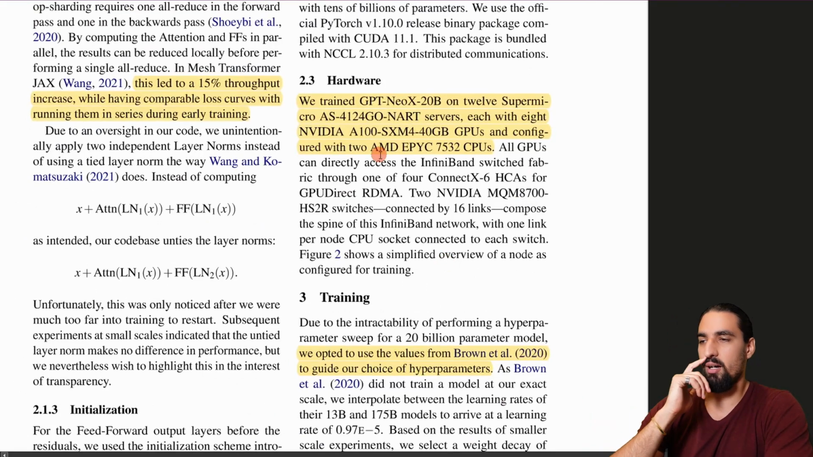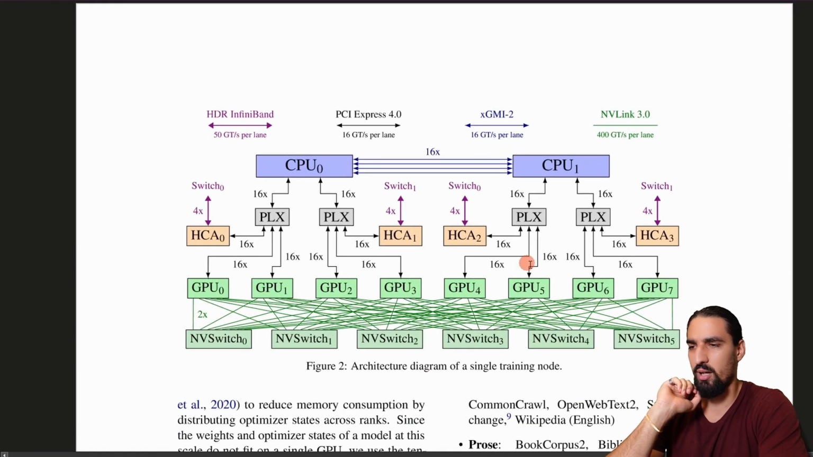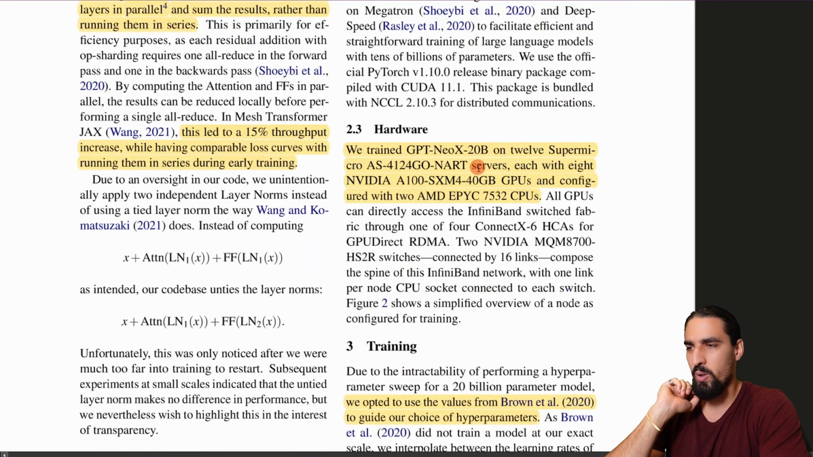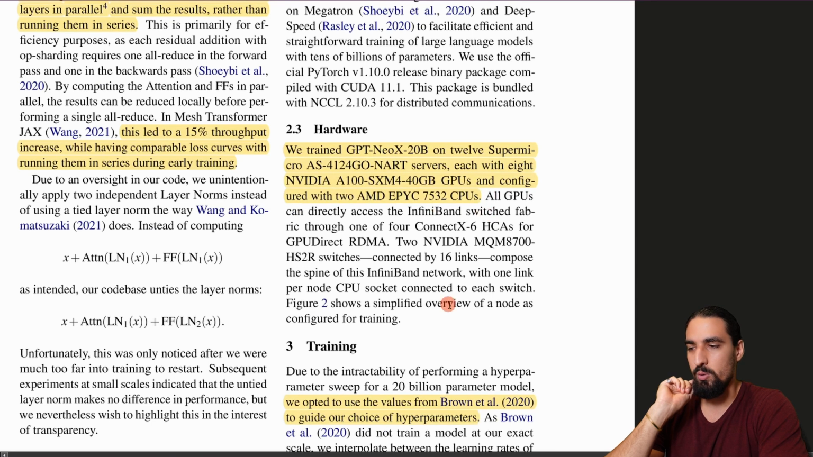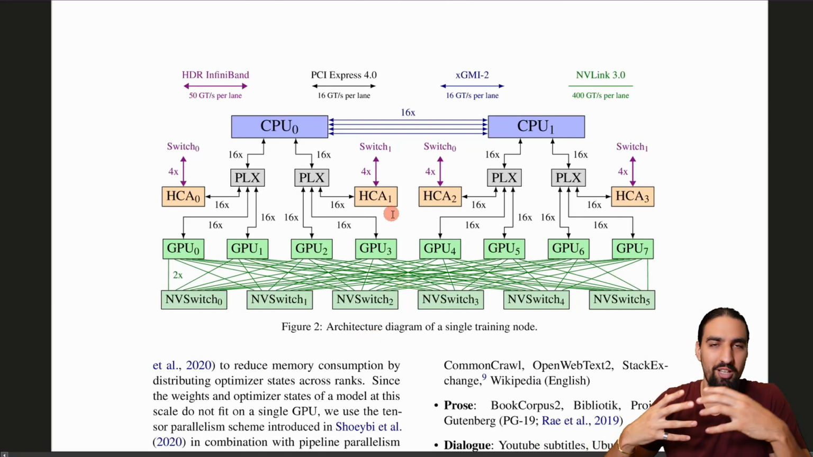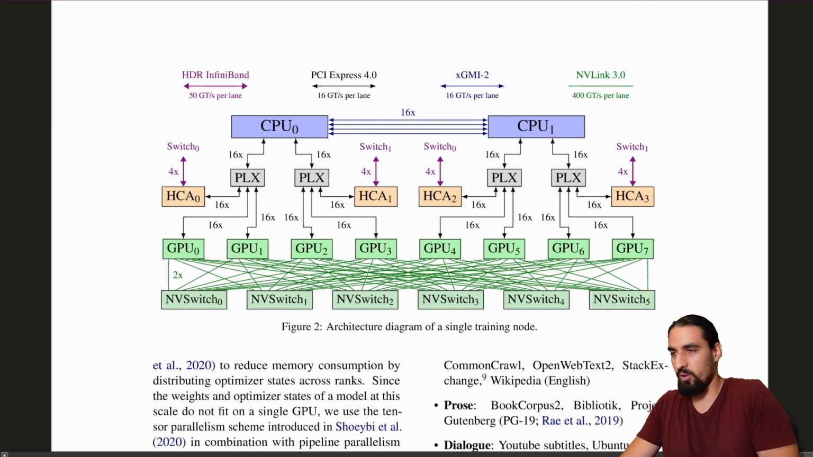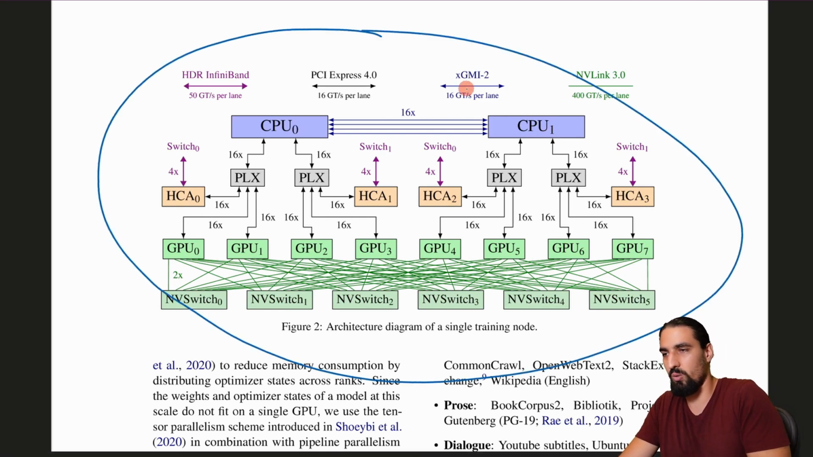Here's the infrastructure they are using, and there is a nice diagram explaining how the setup looks. The actual node setup looks like this. We trained GPT-NeoX-20B on 12 Supermicro servers, each with 8 NVIDIA A100 GPUs and configured with 2 CPUs. Here you can see the complex diagram. Even though it's a high-level diagram, it's still very complex. You can see how each of the 4 GPUs connects to a single CPU here, and then a different group is connected with this CPU. All of these here is what is commonly referred to as a node. So this thing here is called a node. You'll see this terminology a lot.